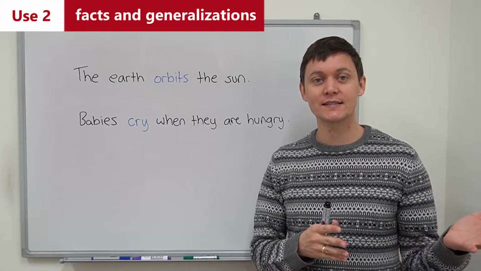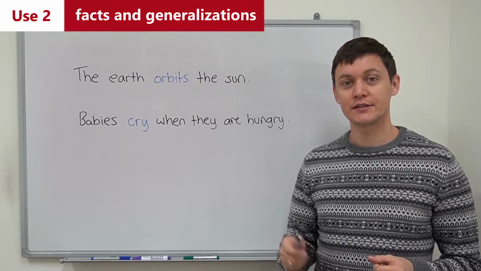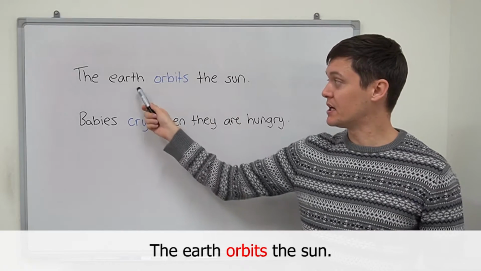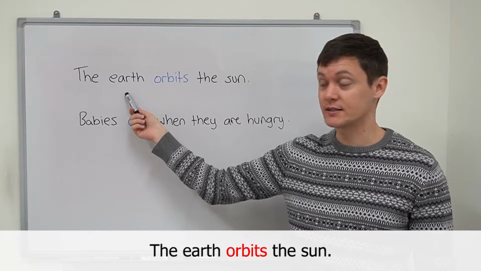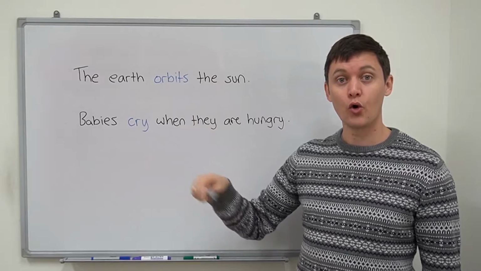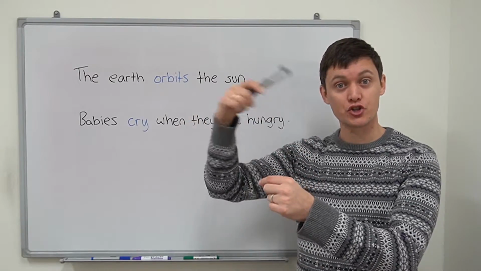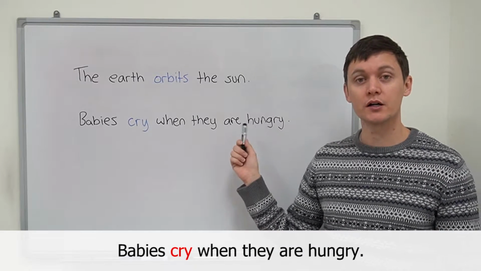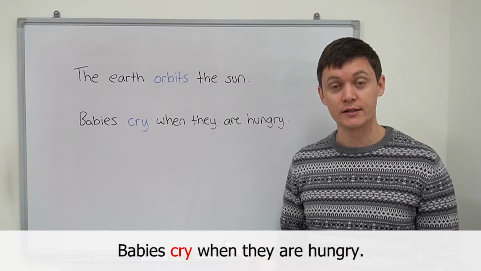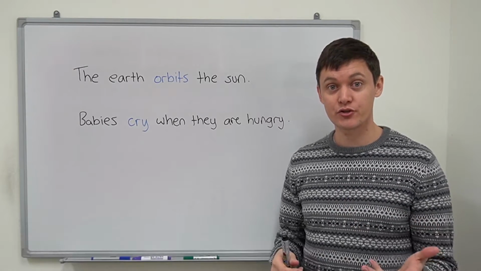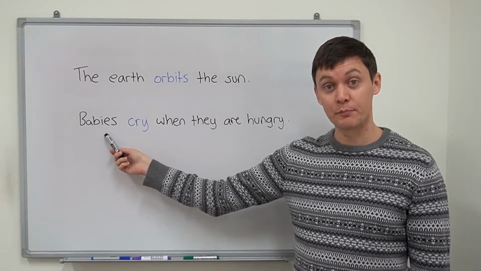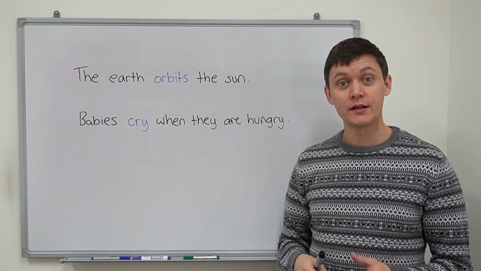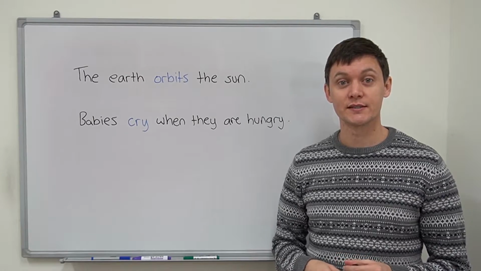Use 2, facts and generalizations. So let's look at the first example. The Earth orbits the Sun. Remember, the Earth is the third person, and therefore we need the S, orbits. Orbits means to travel around. The second one, babies cry when they are hungry. This is a generalization. It means that generally it's true. Babies, the plural, cry when they are hungry. So that's the second use, facts and generalizations.